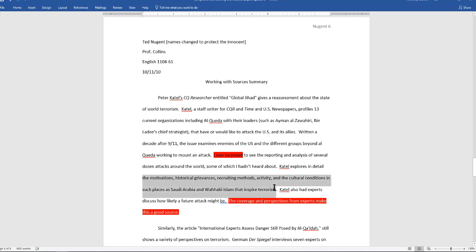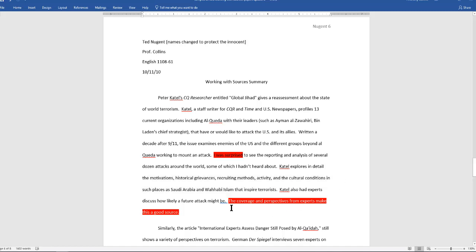Certainly not all Islam is in charge of terrorism, but there is a particular sect that has spawned more people than others. And so this isn't just a kind of poor treatment of religion. There's an actual historical aspect here and some facts that we can back this up with if you want to take a look at CQ Researcher. This isn't just bias. Cadle also has experts discuss how likely a future attack might be.